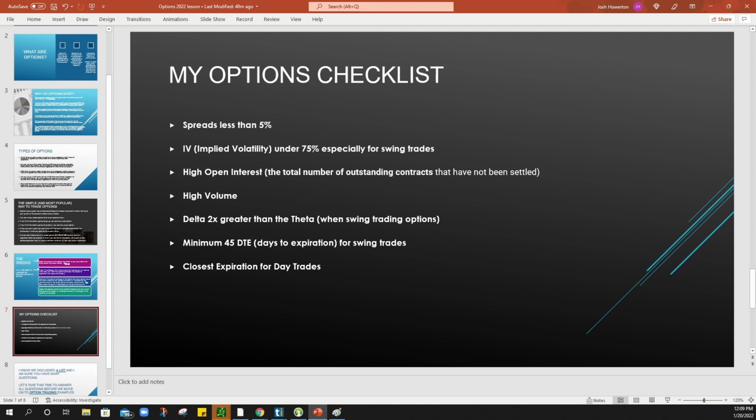Another rule of thumb I have is a minimum 45 DTE. And 45 DTE is days to expiration. So that just gives me time to be right. I'm not saying it's going to take 45 days to be right, but the last thing that I want to do is hold an options contract into the week of expiration. Why?